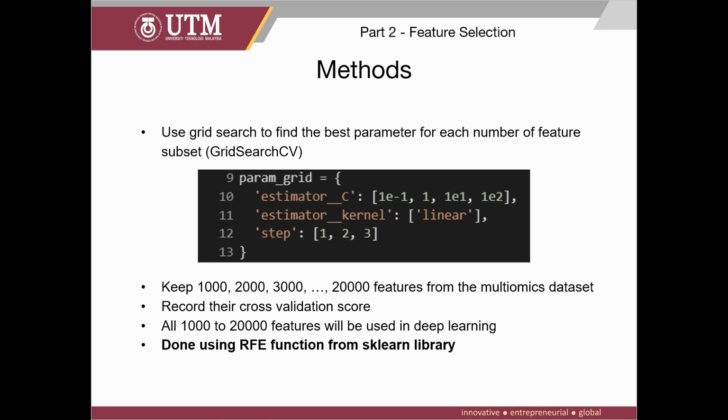And I will record all their cross-validation score. And this time, after extracting all the 1,000 to 20,000 features for the multi-omics data, I will try to use all of them in my deep learning model. And to implement this SVM RFE, I have used the RFE function from the sklearn library.